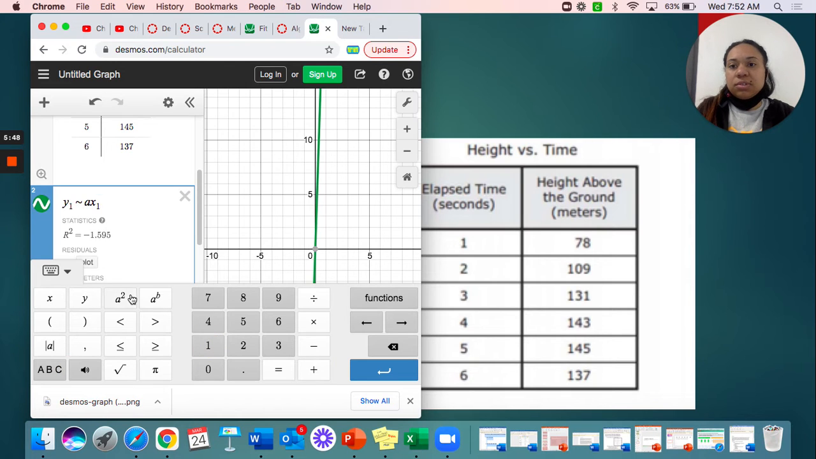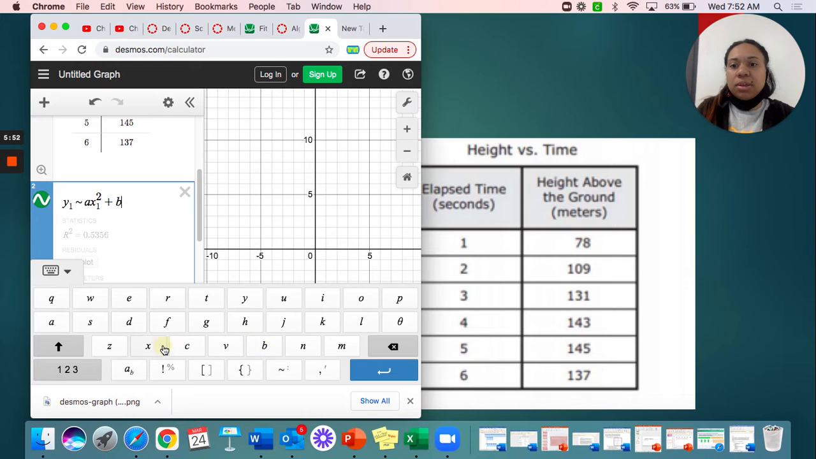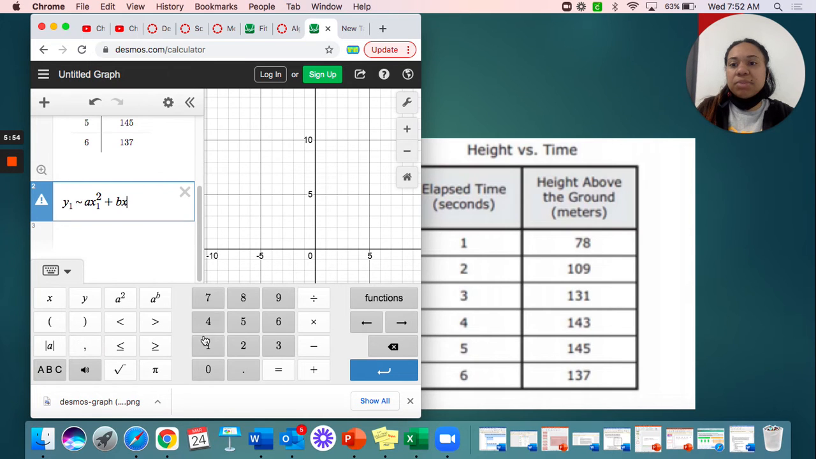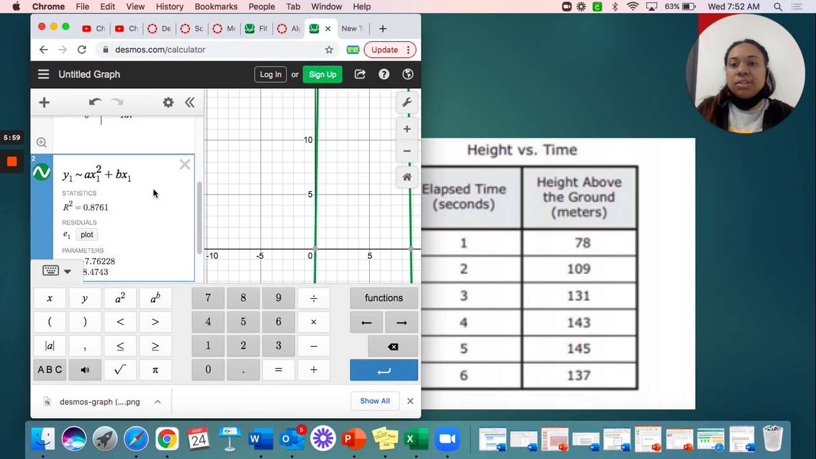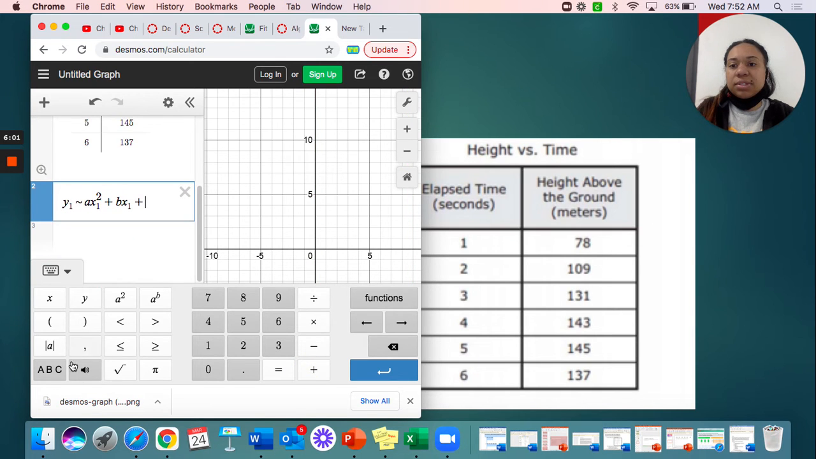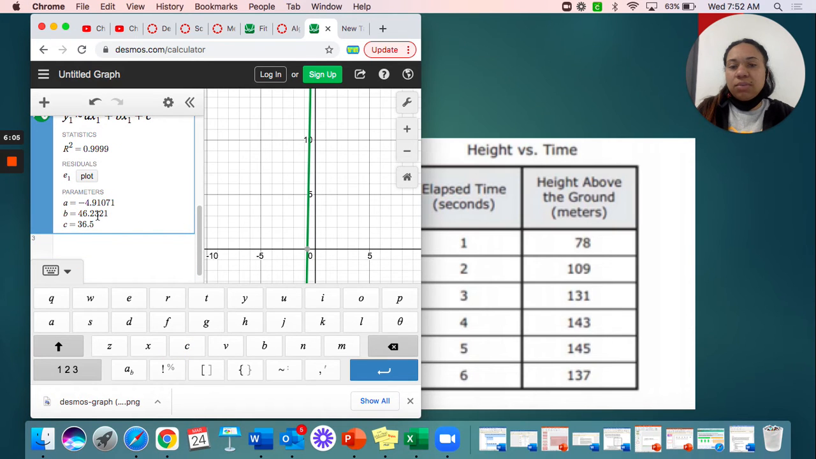A X1 squared plus B X1 plus C. And a reminder, the reason I'm having to put X1 and Y1 is because my table says X1 and Y1, and it needs to be able to read my table. Here, I get an A value of negative 4.9. I'm going to just have to round this. A B value of 46.2 and a C value of 36.5.